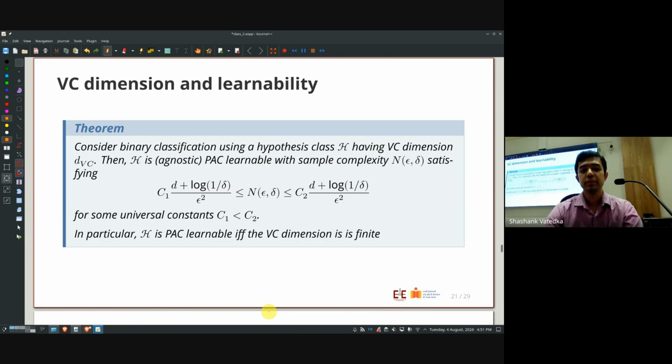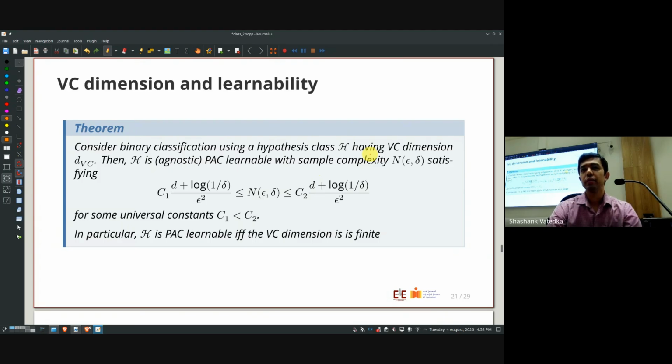As I said earlier, the VC dimension of a hypothesis class tells you whether it is PAC learnable or not. If it has finite VC dimension, then it is PAC learnable. If it has infinite VC dimension, then it is not PAC learnable. But you can say something more. You can also bound the sample complexity in terms of the VC dimension. In fact, you can show that the sample complexity is, up to a multiplicative constant, equal to the VC dimension plus log 1 over delta, divided by epsilon square, for some universal constants C1 and C2. So loosely speaking, the sample complexity of a hypothesis class is proportional to the VC dimension.